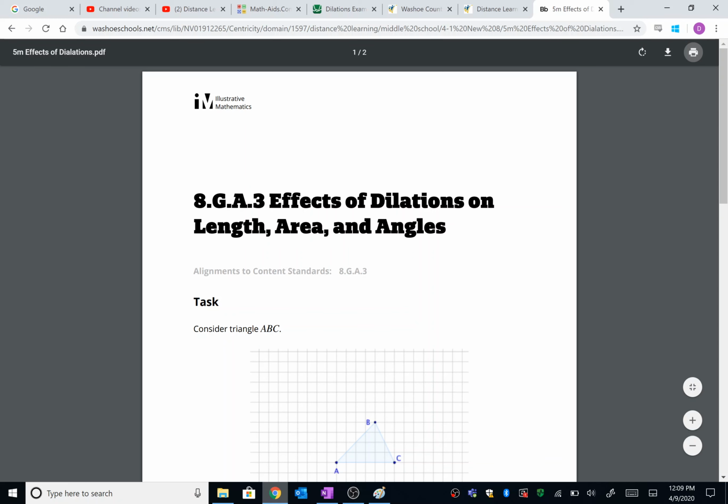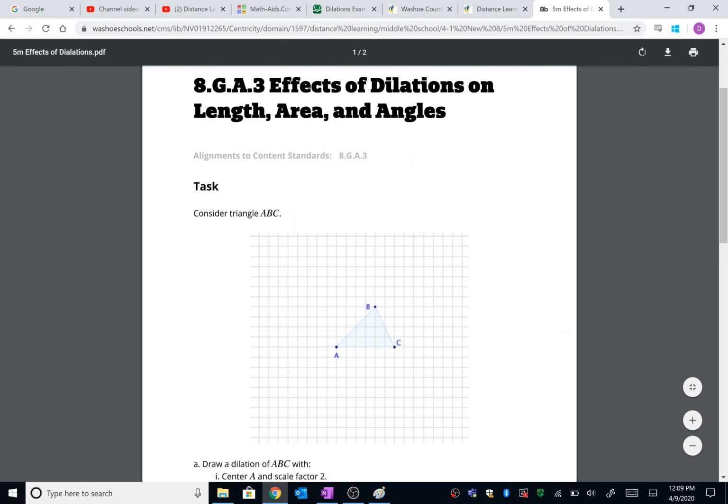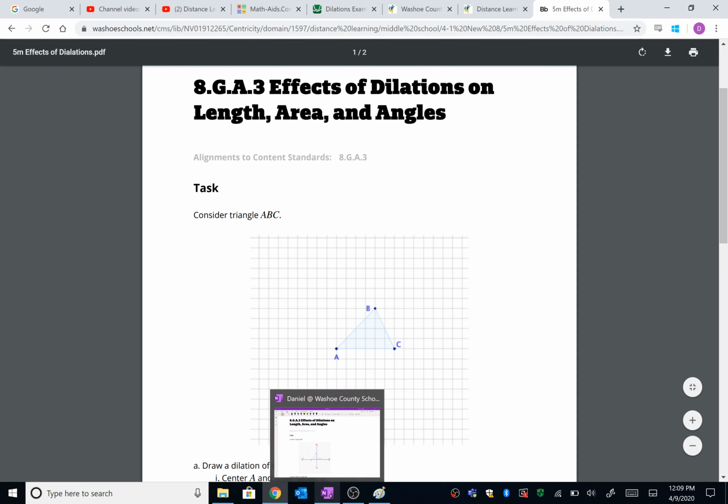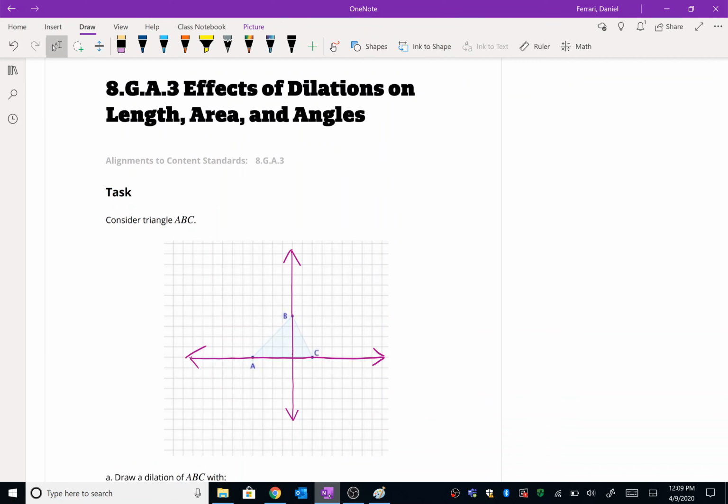Okay, so this video is going to be on the effects of dilations on length, area, and angles. And it looks something like this. Now, I'm going to switch to my version that I can write on, and you'll notice I've already made one very important difference. I added a set of XY axes, basically.